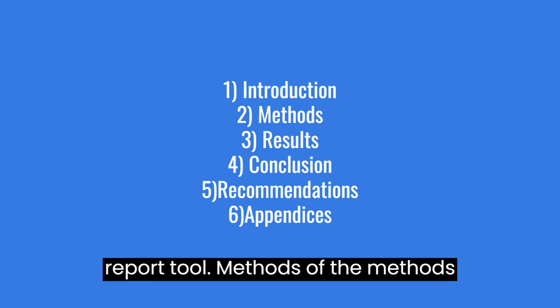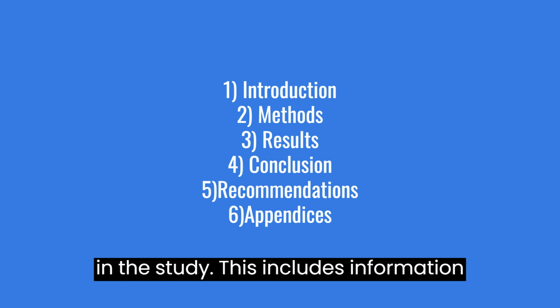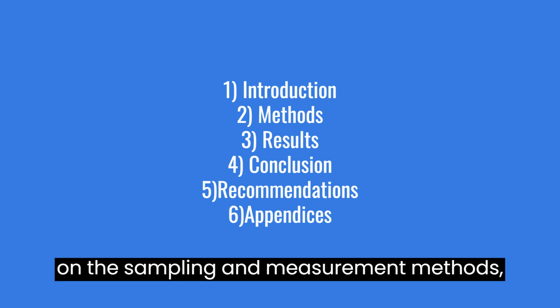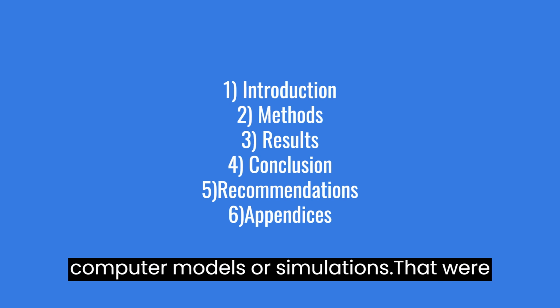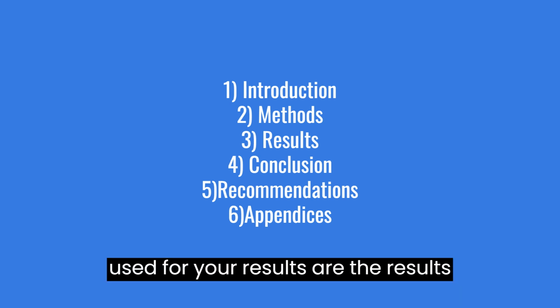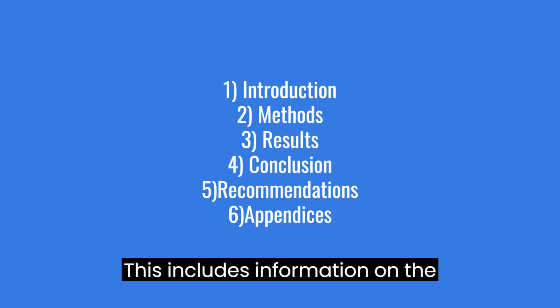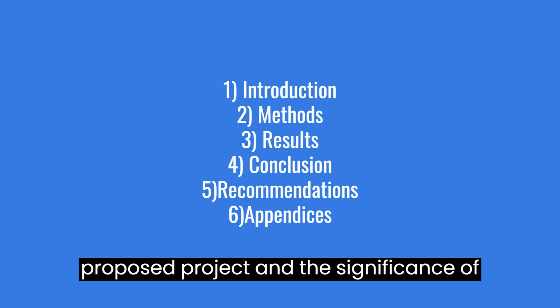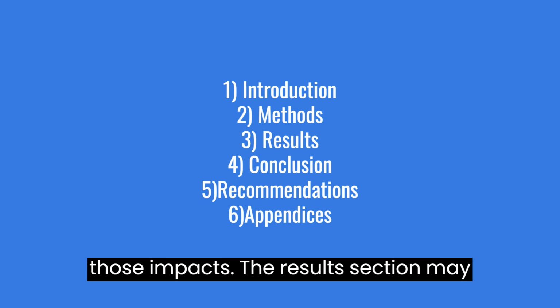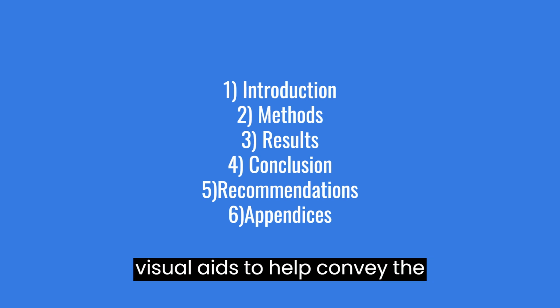2. Methods. The methods section describes the data collection and analysis techniques that were used in the study. This includes information on the sampling and measurement methods, data analysis techniques, and any computer models or simulations that were used. 3. Results. The results section presents the findings of the study in a clear and concise manner. This includes information on the potential environmental impacts of the proposed project and the significance of those impacts. The results section may also include maps, diagrams, and other visual aids to help convey the information.